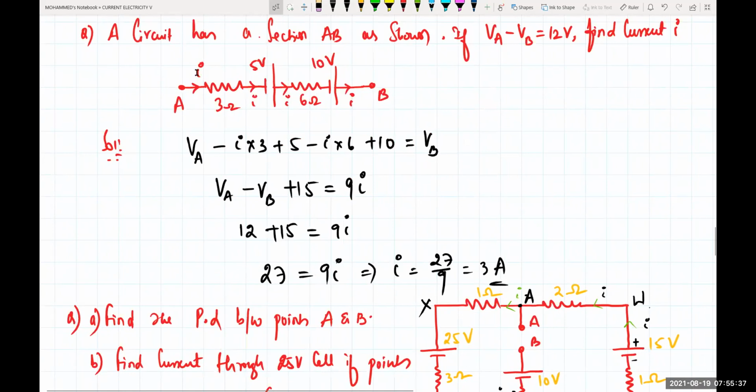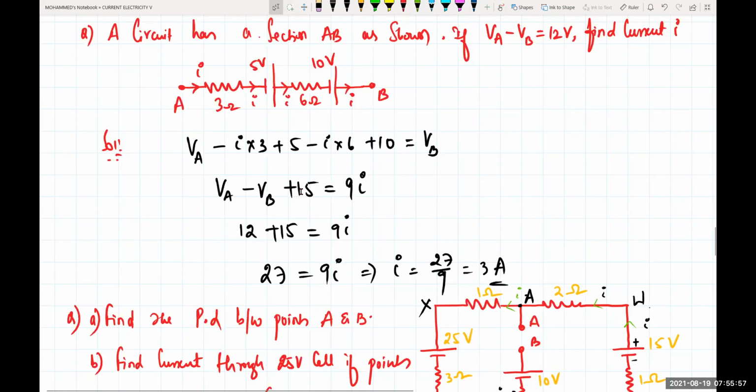Some current I is flowing in this 3 ohm resistance, in the same direction as I'm going from A to B. So it is minus I into 3. Then the cell is coming negative to positive and I'm ending, so it is plus 5. Minus again I into 6. Then the EMF of the battery is again coming negative to positive, so it is plus 10. This equals VB.